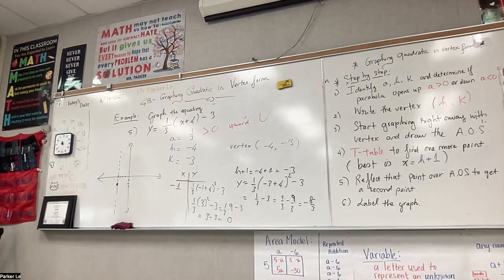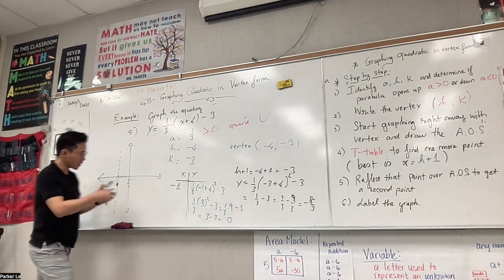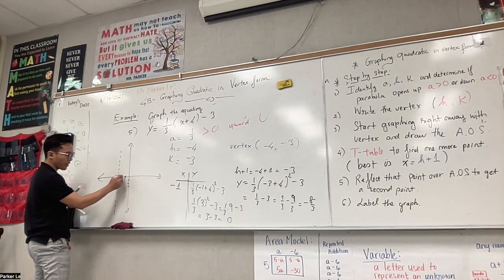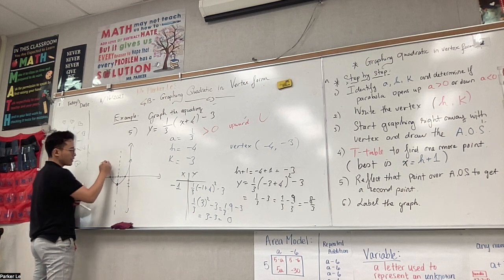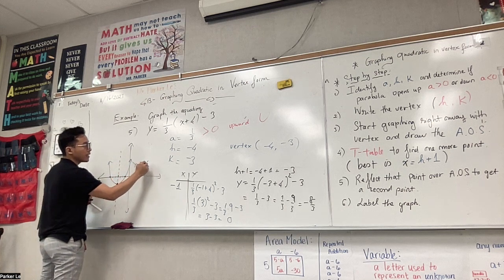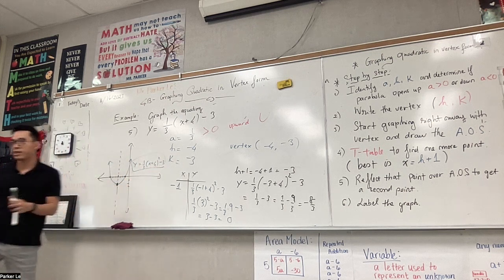Any question? All right, let me just graph them and then you can check. Negative 1, 0. Let's do this. Negative 1, 0 right here. So 1, 2, 3. Back over here, 1, 2, 3. This one. That is y equals 1/3 times x plus 4 squared minus 3. Okay, now you get the picture.